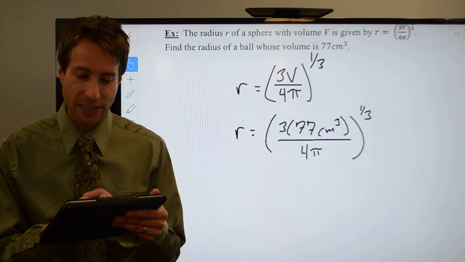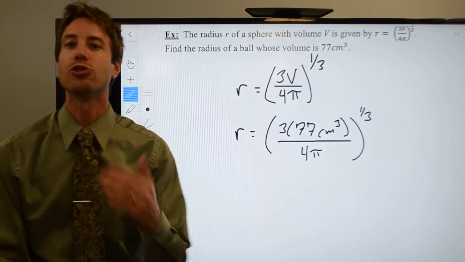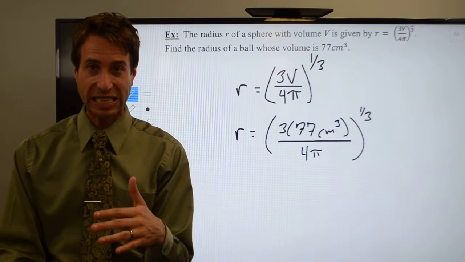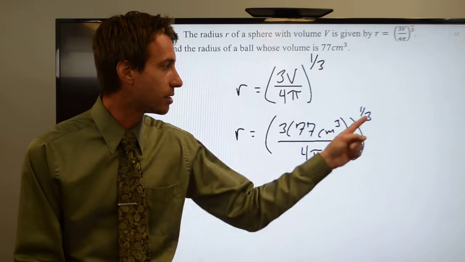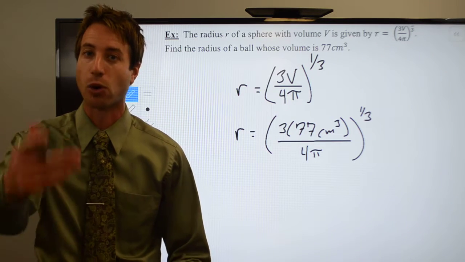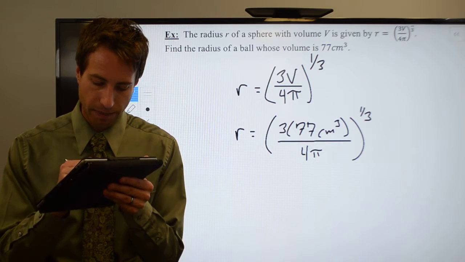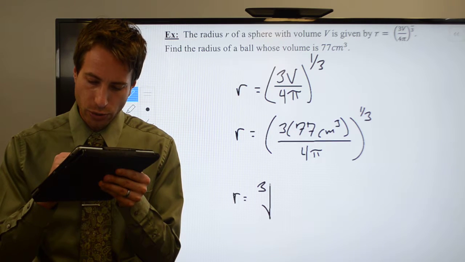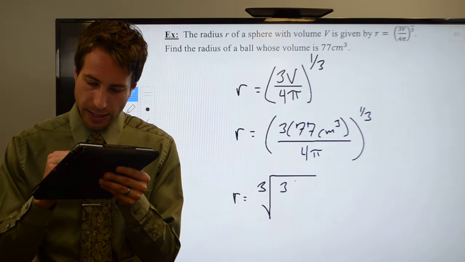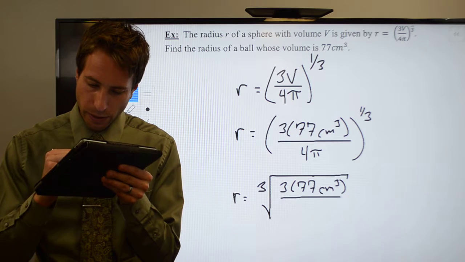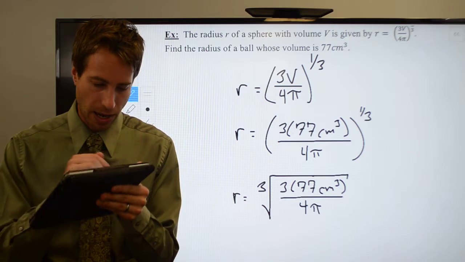One last thing I'm going to do here. Because of what we have been doing so far in this section, you should immediately recognize that this 1/3 power is really just a cubed root. Since the denominator is 3, that'll become the index of my radical. So let me rewrite this one more time. r is equal to the cubed root of 3 times 77 centimeters cubed all over 4 times pi.